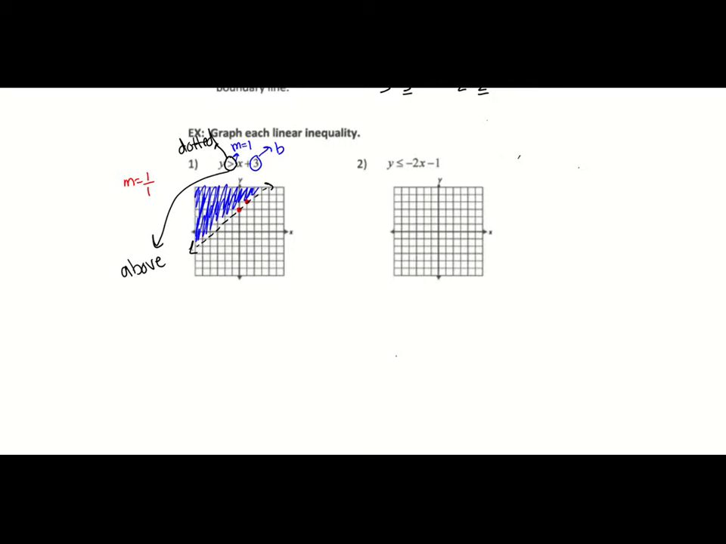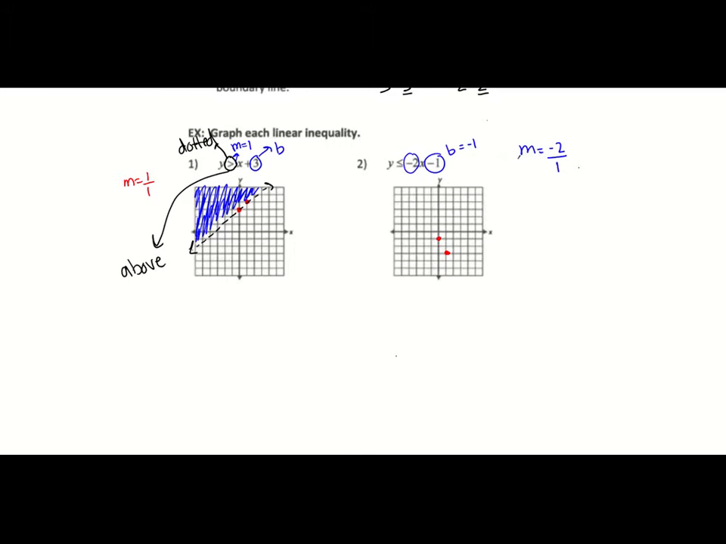Okay, so let's try another one. Number 2, my b is a negative 1, and my slope is negative 2. So that means I have negative 2 over 1. So let's do the first step, graph my y-intercept. If b is negative 1, that means I'm going down 1. My slope is a negative 2, so I'm going to go down 2 over 1.